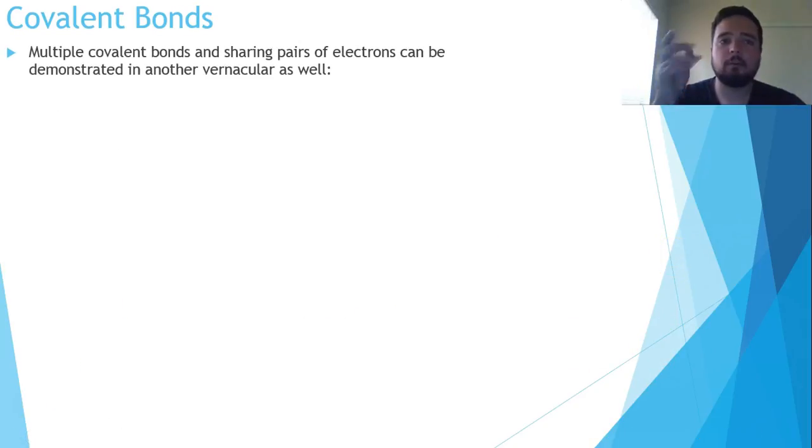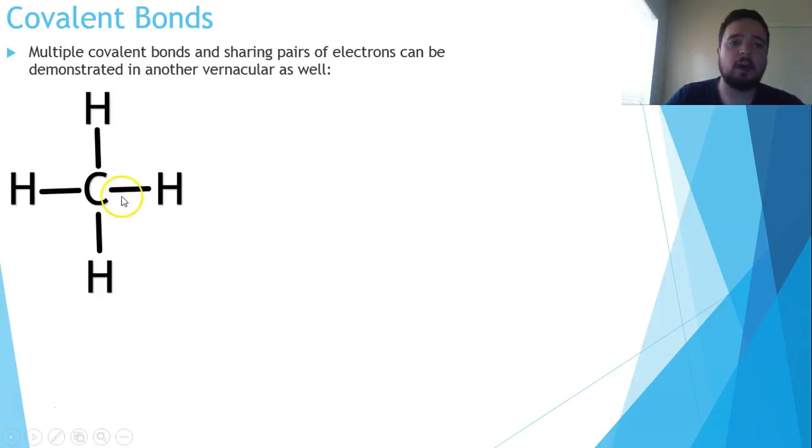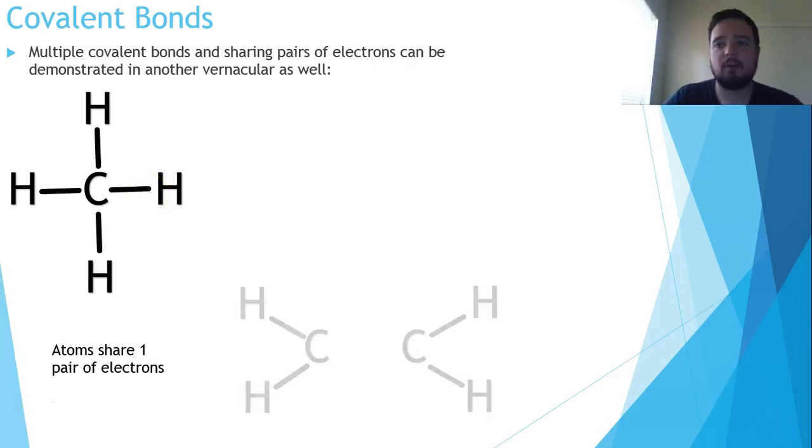So when it comes to multiple covalent bonds and the sharing of electrons, there's another way the bonds are demonstrated within notation. So taking methane, we knew that we had those 2 pairs of electrons for each, the carbon and the hydrogen all the way around. Another way you'll see it is just a line. A line represents a single pair of bonding electrons or a single covalent bond. So again, this is where atoms share 1 pair of electrons.